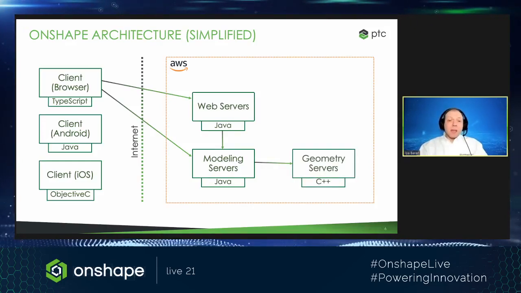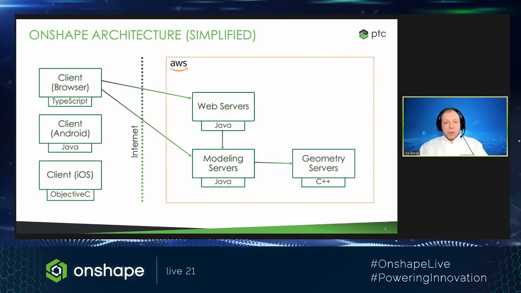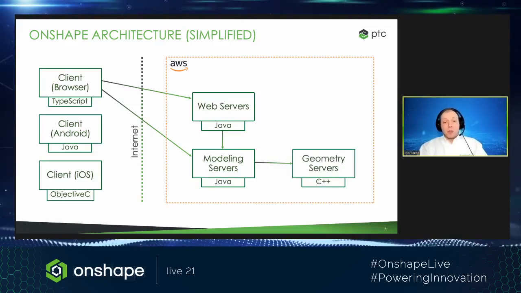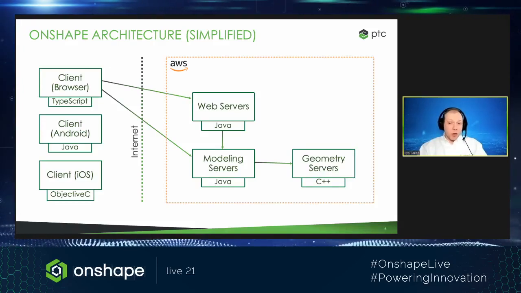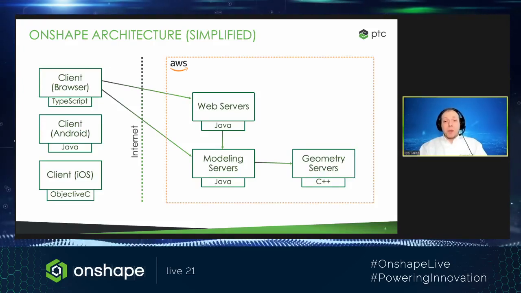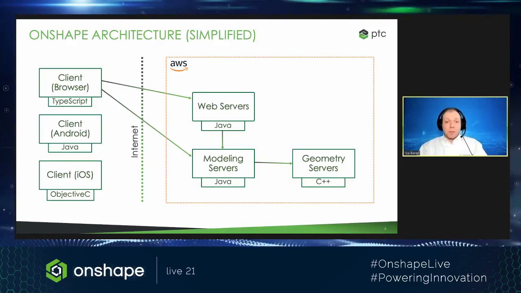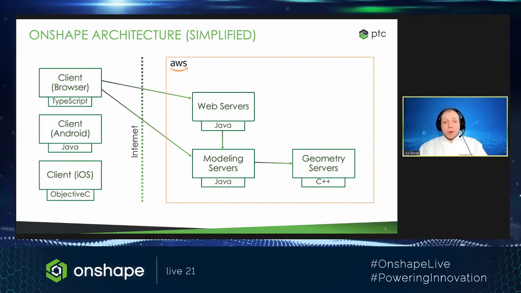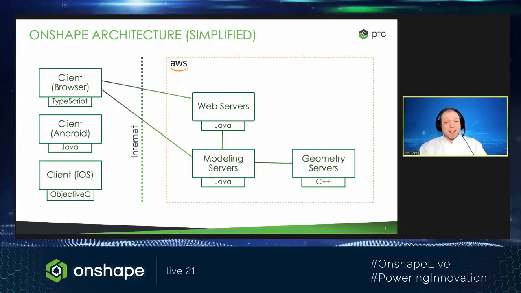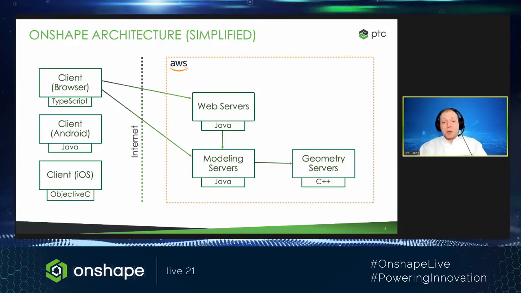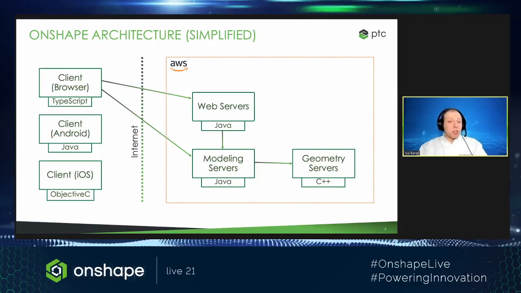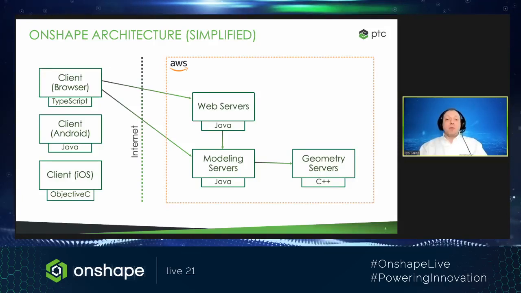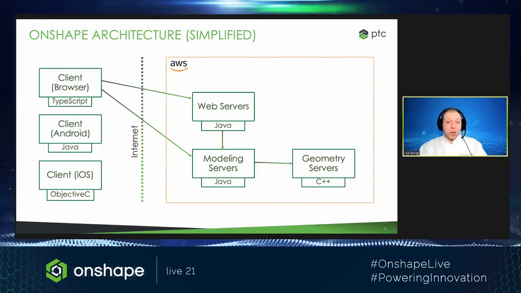For that, we have the geometry servers. They run worker processes written in C++ using Parasolid, which is our geometry kernel, and DCM, which is our constraint solver, both licensed from Siemens PLM. The geometry servers do regeneration, sketch interaction, and assembly solving. They generate the display geometry as well as hidden lines for drawings. And they execute FeatureScript, primarily as part of regeneration.